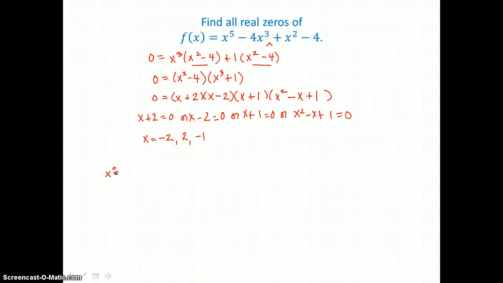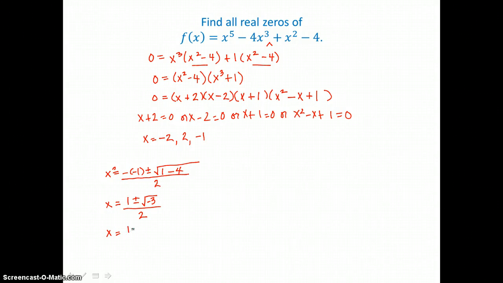So x is going to equal negative b, and b is negative 1, plus or minus the square root of b squared. That's negative 1 squared, so that's positive 1, minus 4 times a, which is 1, times c, which is also 1, all over 2a, or 2 times 1. Okay, so simplifying, minus and minus 1 is 1, plus or minus the square root of negative 3, 1 minus 4 is negative 3, all over 2. So I see that I have 2 imaginary solutions here.